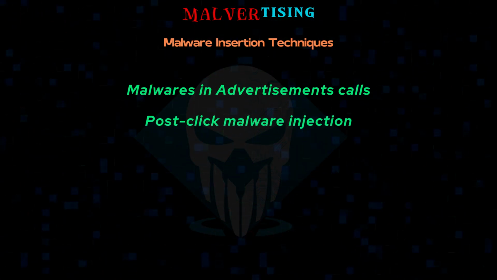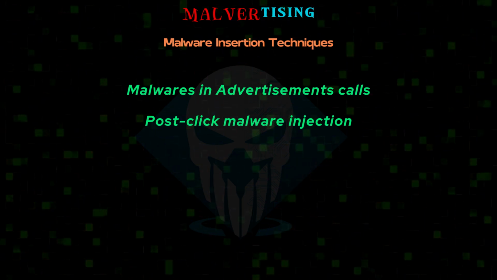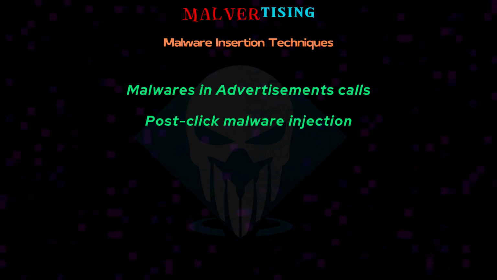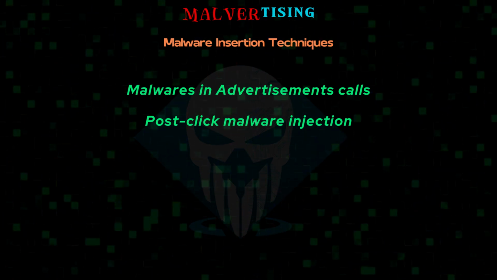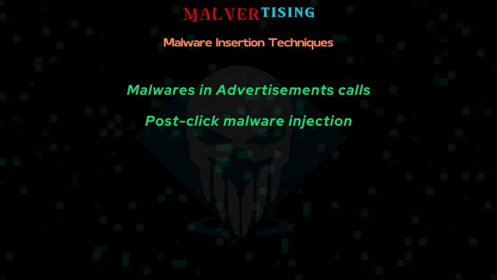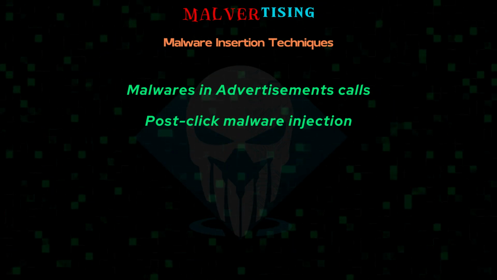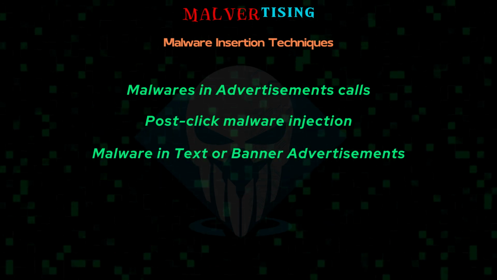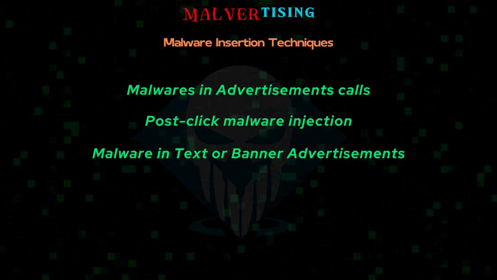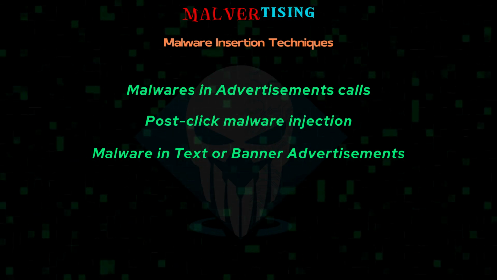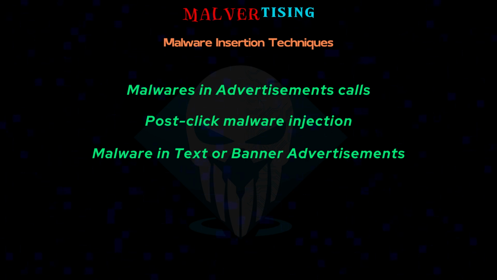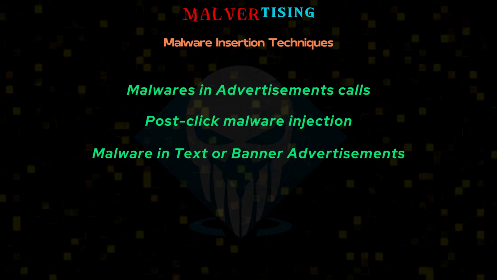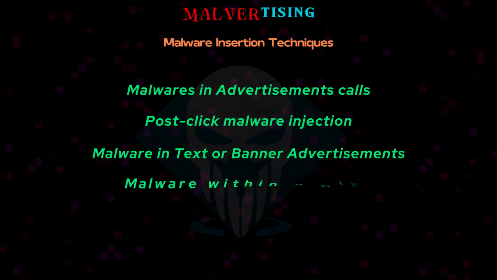Post-click malware injection. Users who click on an ad are typically redirected between multiple URLs, ending with the ad landing page. If any of the URLs along this delivery path are compromised by an attacker, they may execute malicious code. Malware in text or banner advertisements. Malware may be found in a banner ad or text message. For instance, an ad can be delivered in HTML5 as a combination of images and JavaScript, which may contain malicious code.